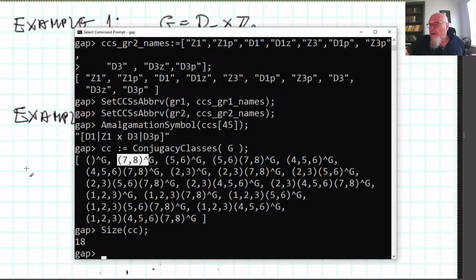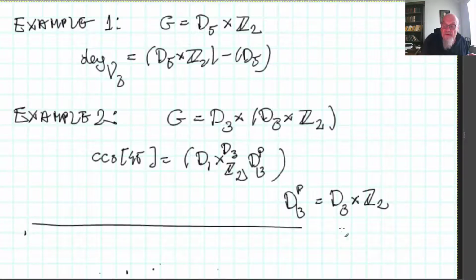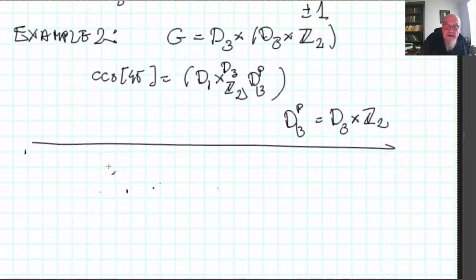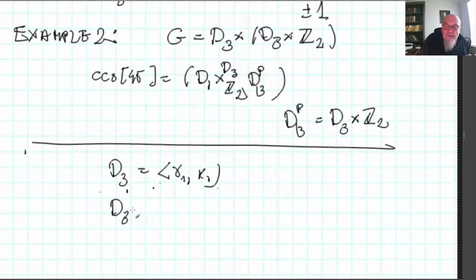So let me write it down again. What do I mean? Usually in this case, if you have here D3 times D3, to remember, just associate with 1 plus 1 minus 1. So if you have here 2 copies of D3, I usually write it down like that. D3 number 1 is generated by gamma 1 and kappa 1, and the second copy of D3 is generated by gamma 2, kappa 2. So those are the 1 and 2 rotations and 1 and 2 reflections.